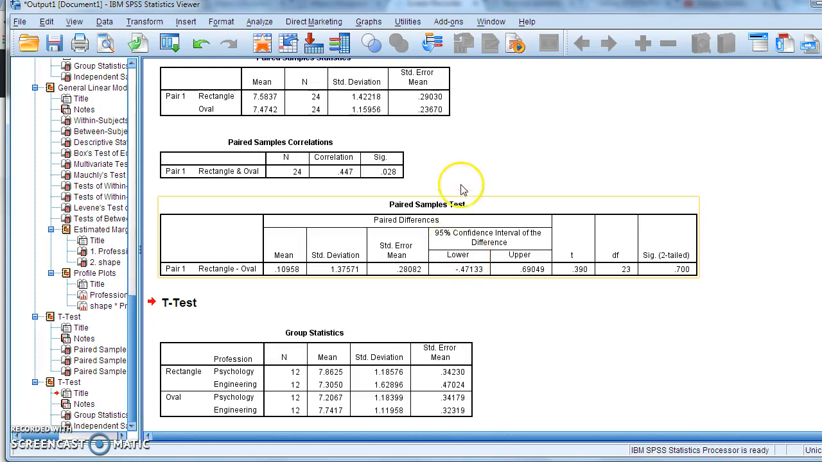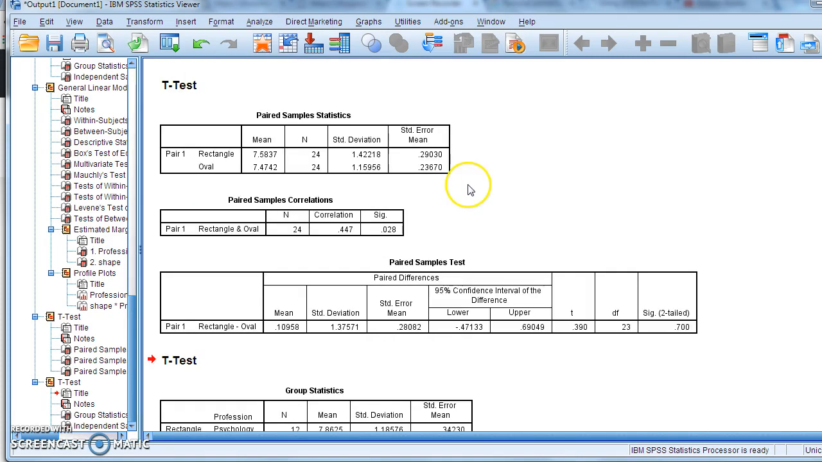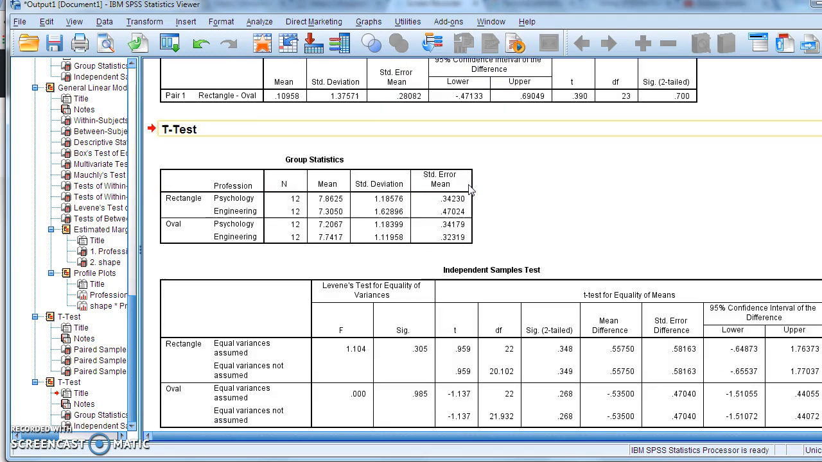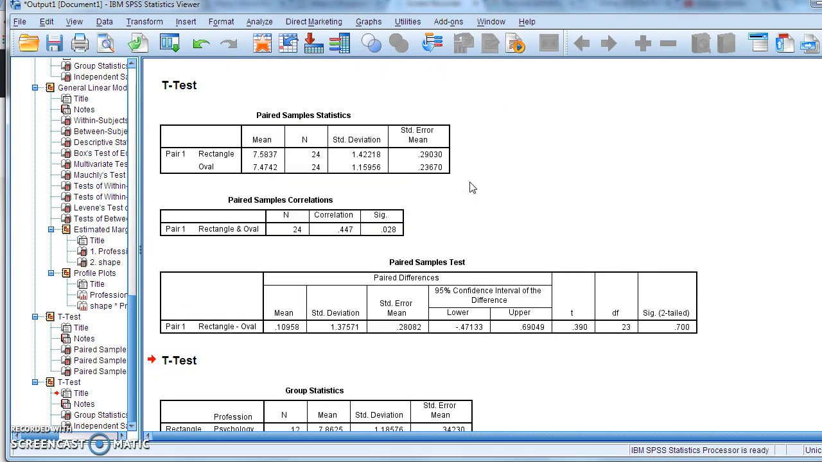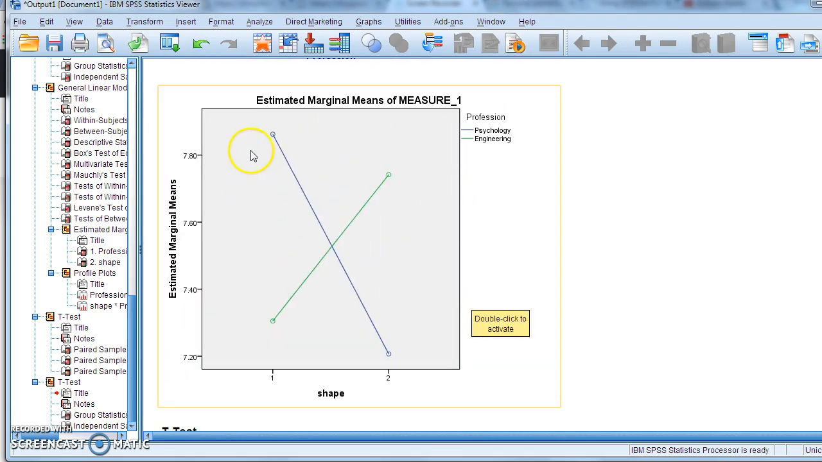Okay, so part two of the within participants, within subjects, sorry, mixed ANOVA, get there eventually. We've done a mixed ANOVA, and just to recap, we found no significant main effect of either occupation, which was psychology or engineering, or shape, rectangle versus oval, but there was a significant interaction, as we saw on these graphs here.